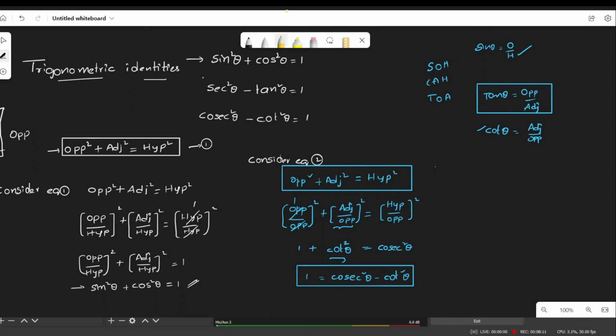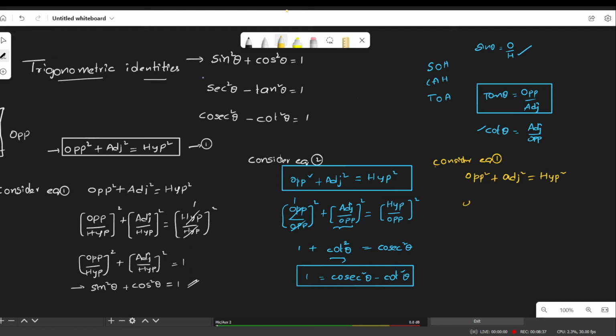Now again from the Pythagoras theorem statement, I will prove the next identity. See here. Again consider equation 1, which is nothing but Pythagoras theorem. What does it say? Opposite square plus adjacent square is equal to hypotenuse square. Now this time I will divide the entire equation by adjacent square on both sides.